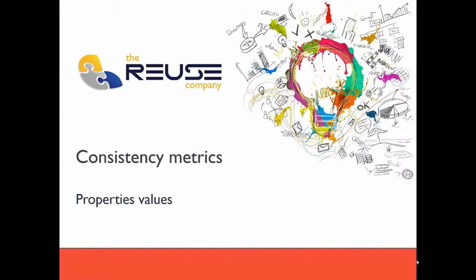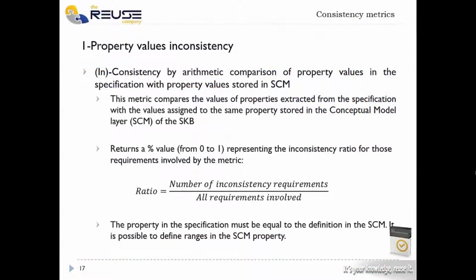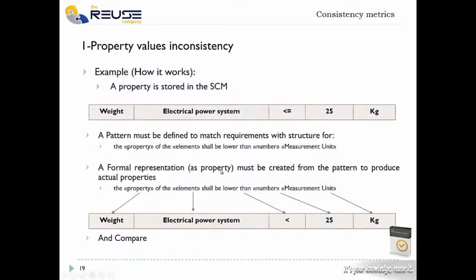The objective of this metric is to know the consistency of the properties of our specification with regard to our system conceptual model. These properties are associated with the terms of our ontology and with the patterns that match with the requirements of the specification. In this slide, we can see one property of the term stored in the system conceptual model and the property which is generated with the pattern.